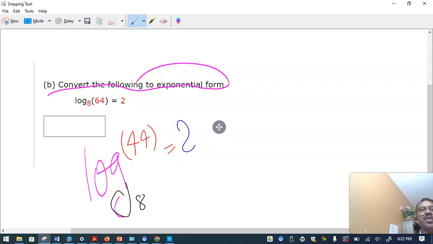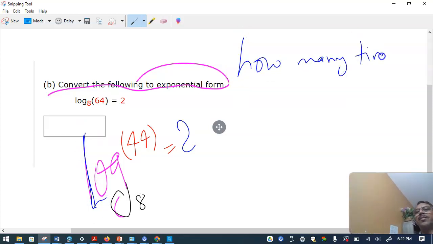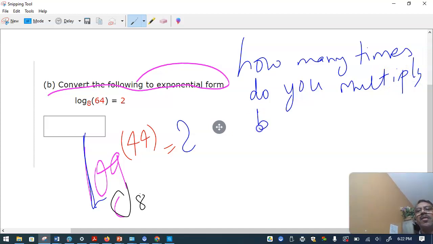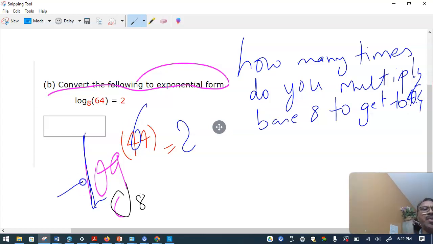So what does this basically mean? What logarithm does is, it's like asking: log basically means how many times do you multiply the base 8 to get to 64? That's all. Sorry, 64. That's all it means. So when you put this, it means how many times do you multiply.